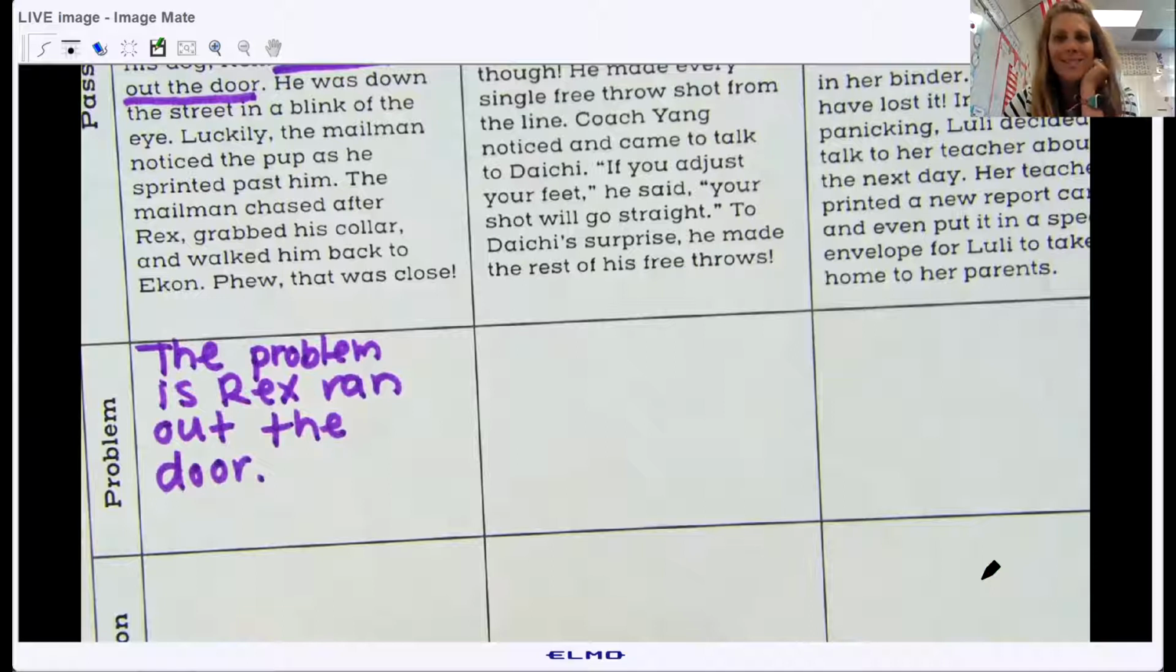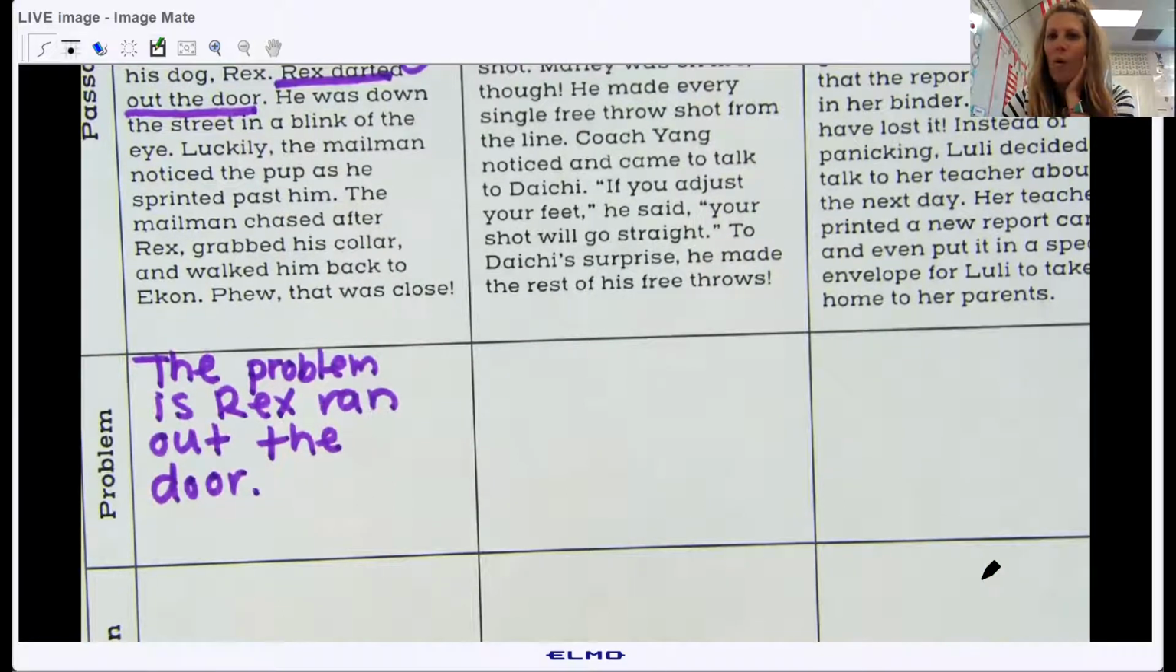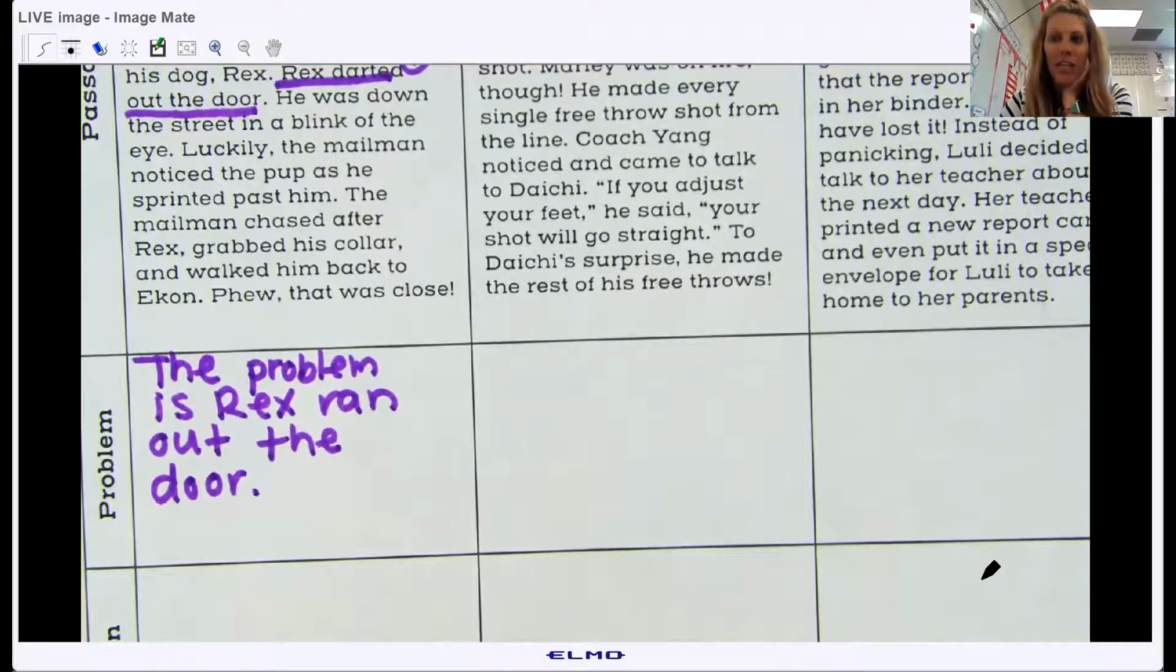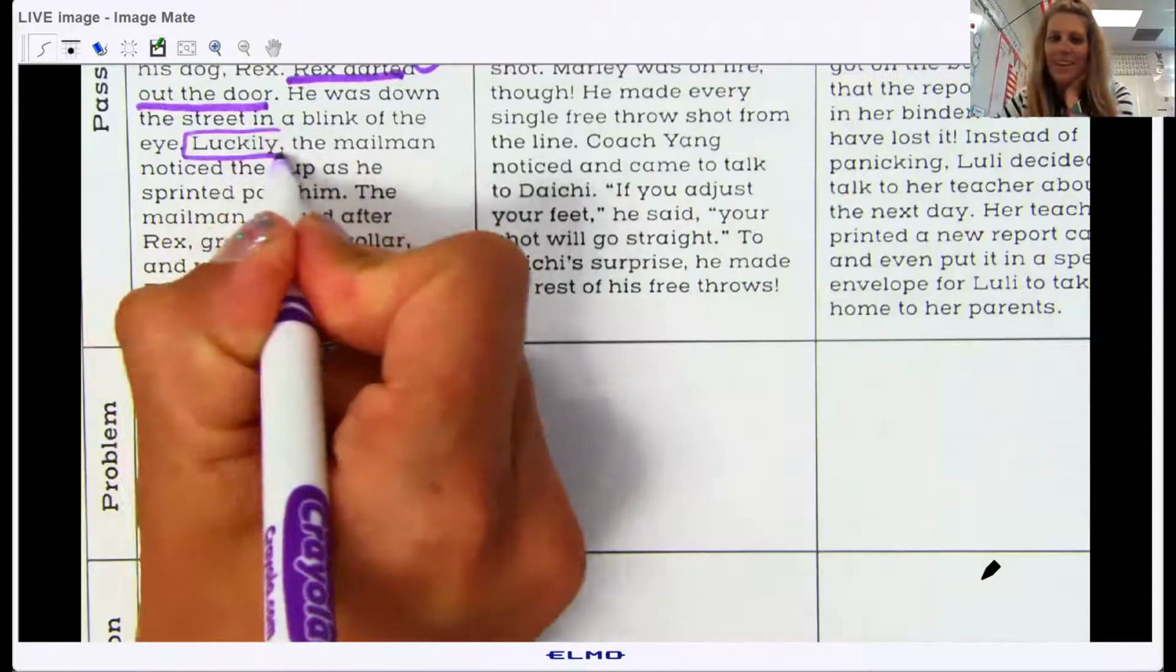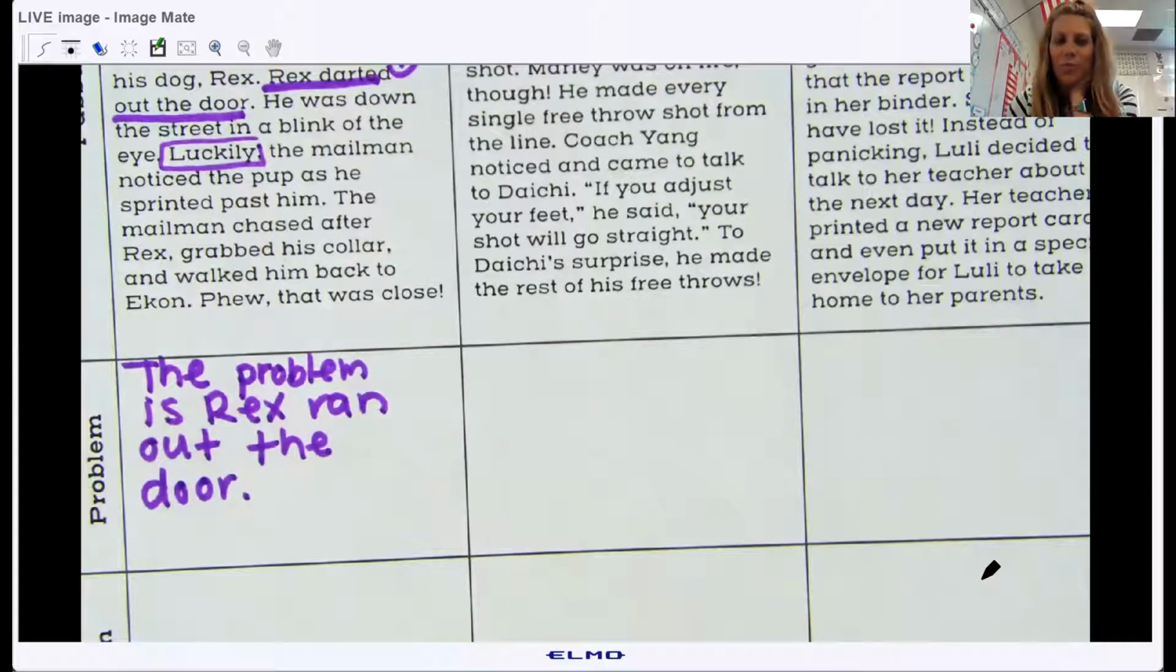So then I see a positive word that helped my brain know to keep reading, and I was going to find the solution. Do you know what that positive word was? Box it. Luckily. So the problem is the dog Rex ran out the door. What was the solution? Well, let's keep reading.